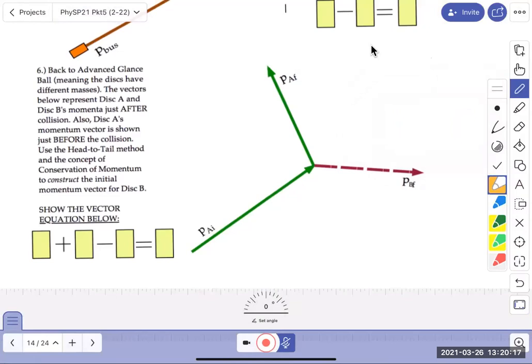All right, so this is advanced glance ball. Let me show you glance ball, okay? Let me show you glance ball. I'm going to share a different screen. Stop that sharing. And I'll show you 30 seconds worth of our glance ball from today.